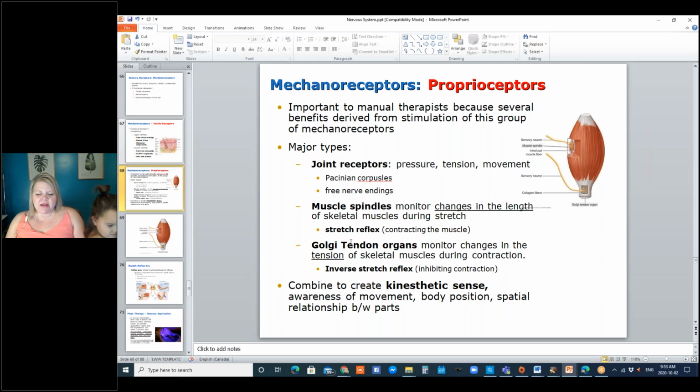These receptors combine to create the kinesthetic sense, which is awareness of movement, body position, spatial relationship between your body parts so that you have coordinated movement. And this is ongoing. Can I fix this?